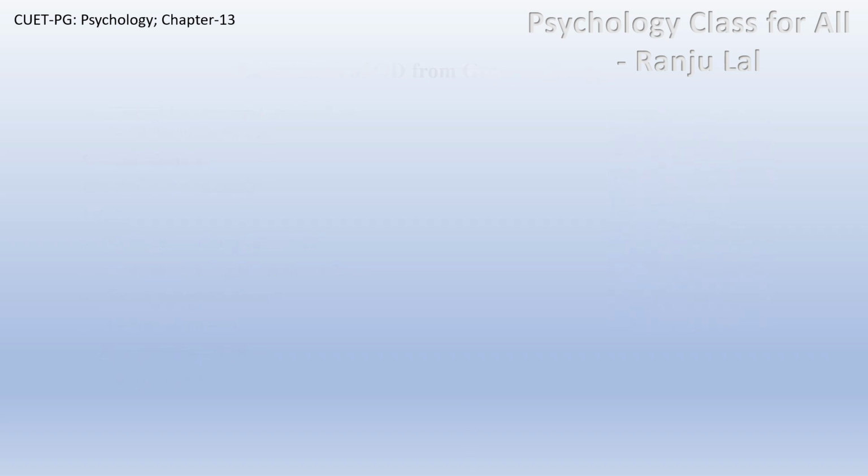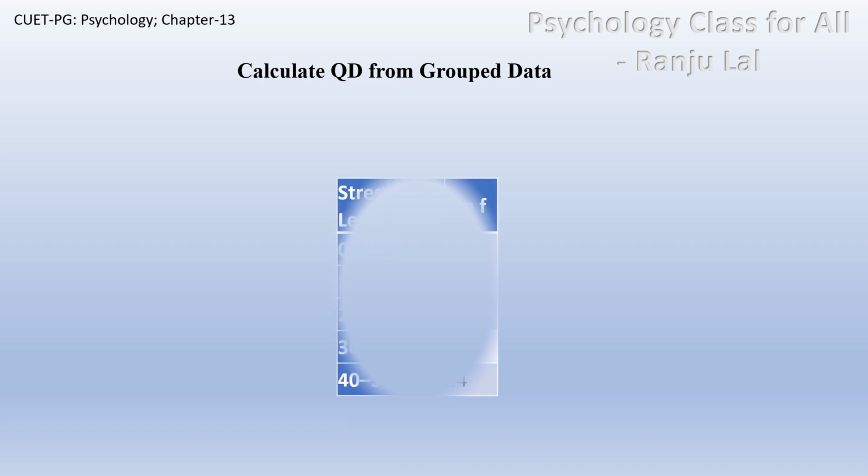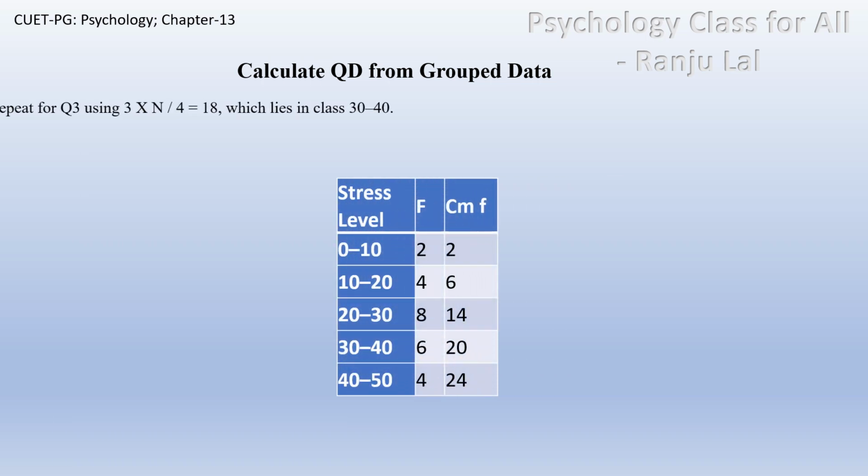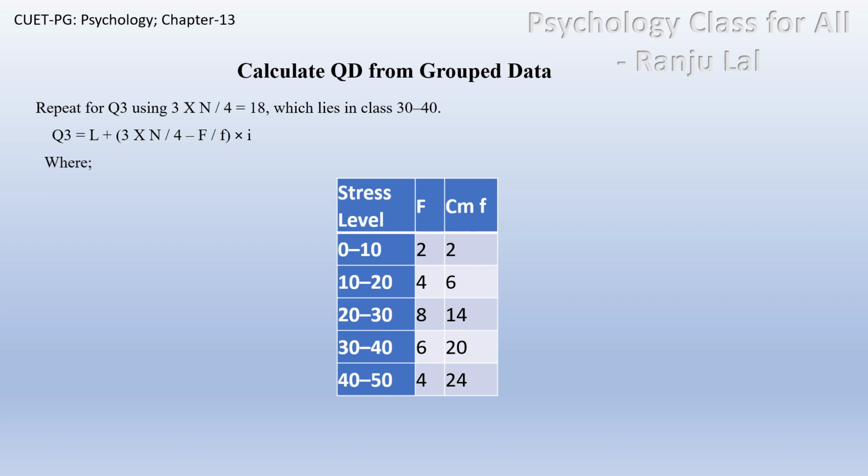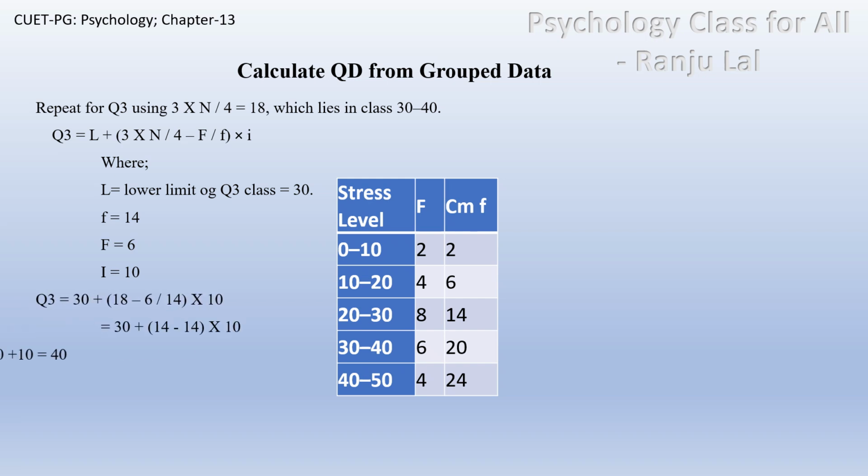Now, repeating the same for Q3, using the formula. 3N divided by 4 is 18, which lies in the class interval 30 to 40. Now the formula for Q3 is L plus (3N/4 minus F) divided by f, into i. The values are: lower limit of the Q3 class is 30, cumulative frequency is 14, frequency is 6, and class interval is 10. So placing all the values in the formula, the outcome is 10. QD is equal to 10.